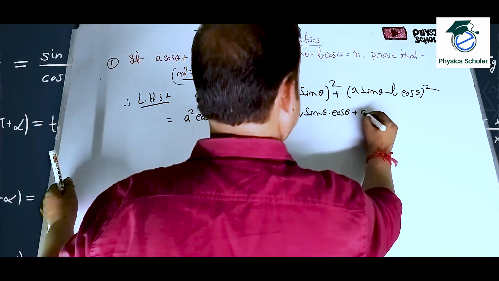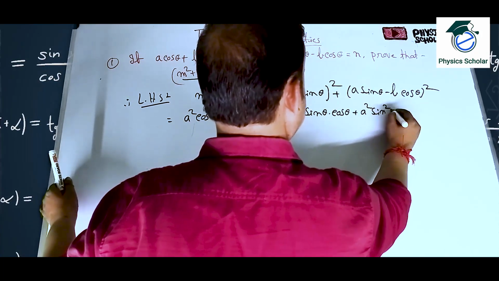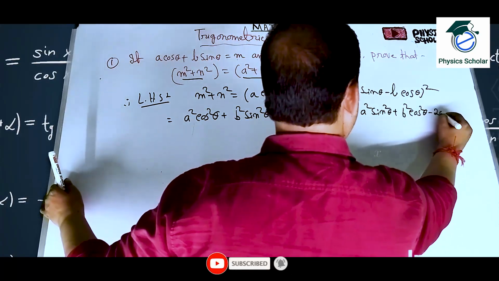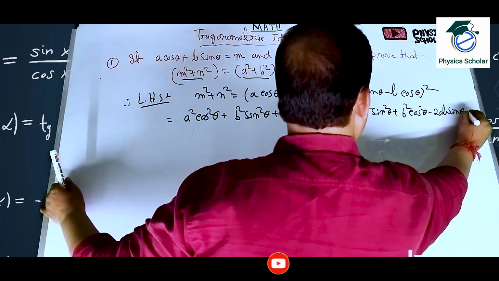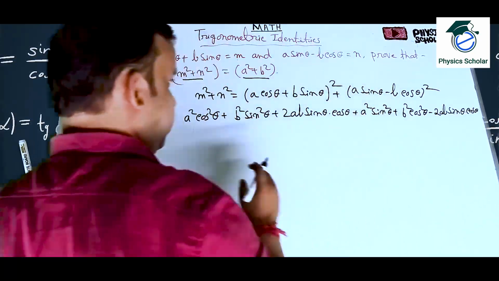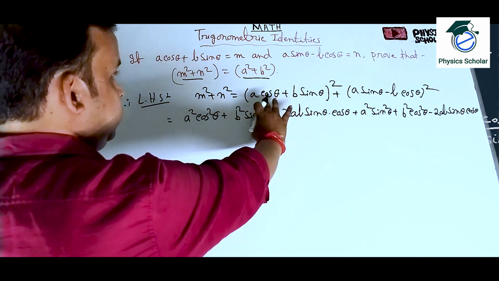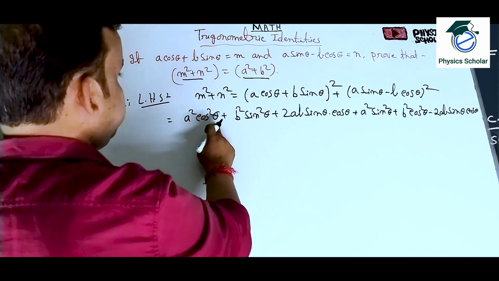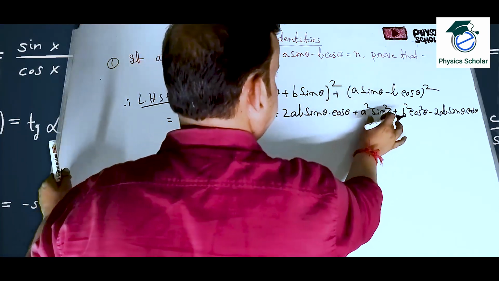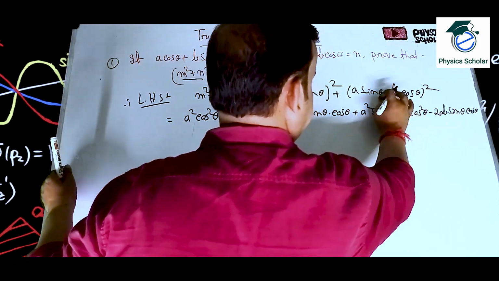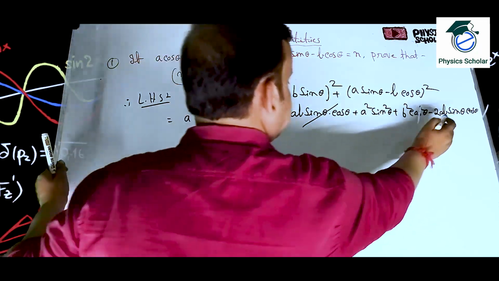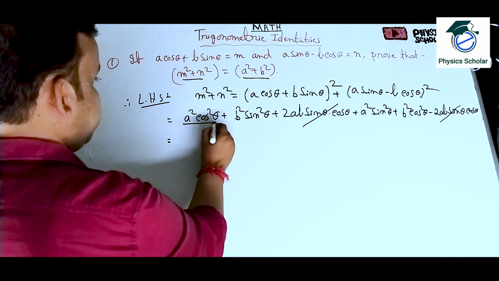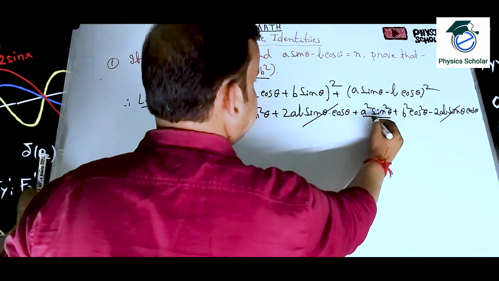Plus, now here it is a square plus b square minus 2ab sin theta cos theta. Clear up to this? We are only utilizing the formula a plus b whole square, a square plus b square plus 2ab, and here also a square plus b square minus 2ab, as it is a minus b whole square. So plus 2ab sin theta cos theta and minus 2ab sin theta cos theta will cancel.